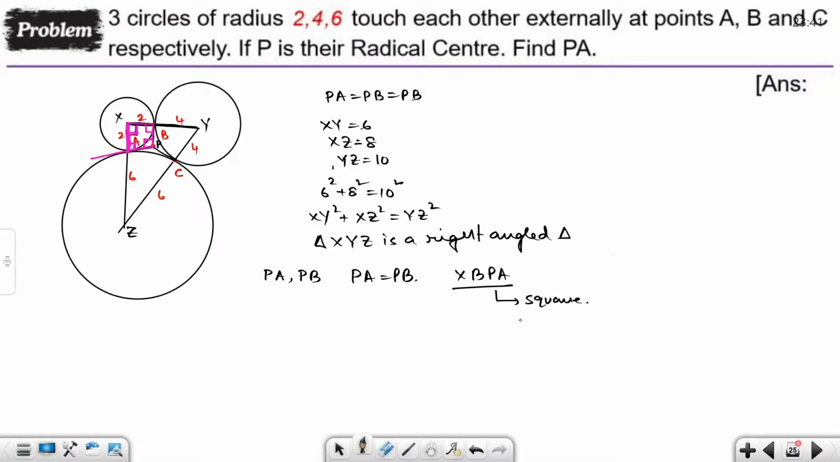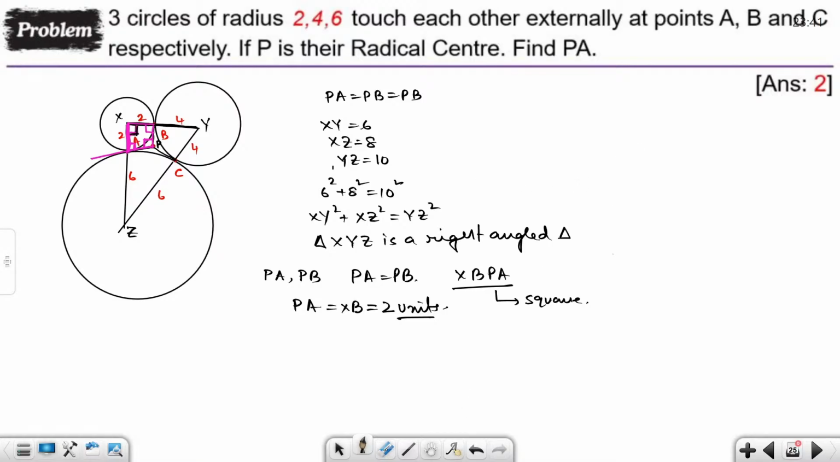And if it is a square, then all the sides are equal. Hence your PA will be equal to XB, which is nothing but 2 units. Tell me yes or no. Therefore, the length PA in this case is 2 units. Hence the answer is 2. Is this clear to all of you? Have you understood this? Now, naturally a question can come: sir, fortunately you got this angle as 90 degrees, but if this angle is not 90 degrees, then how to solve it? How to find out what is the distance PA?